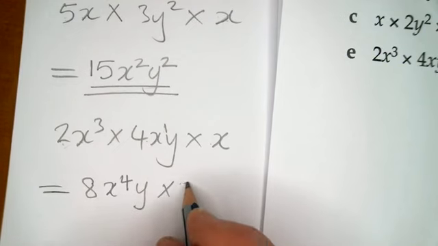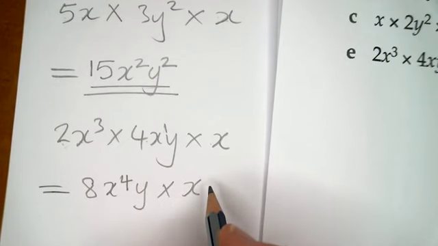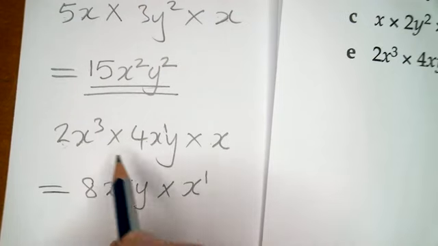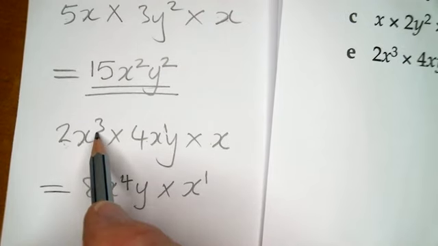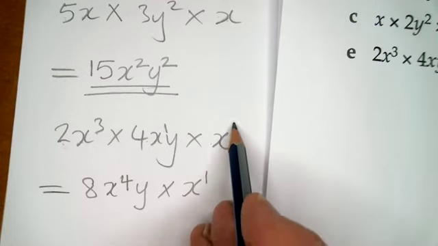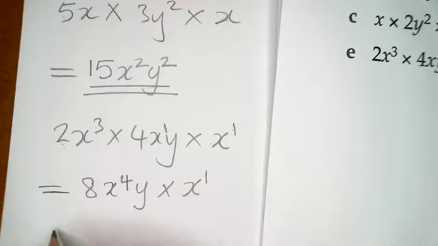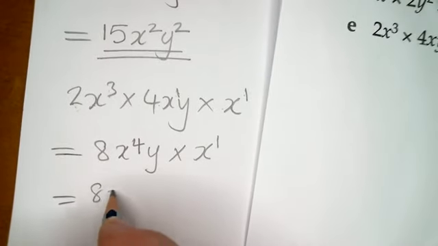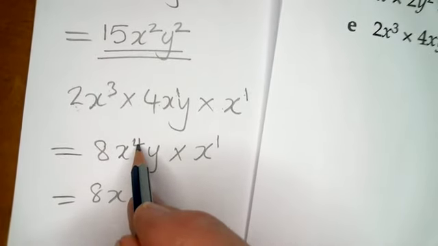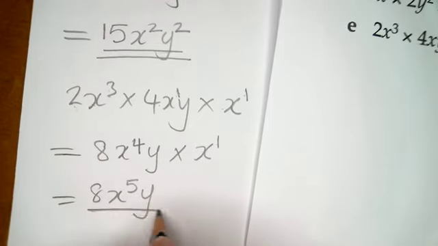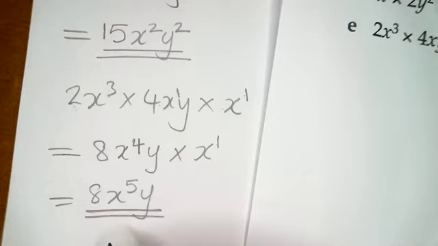But I've also got an x on the end, which I've forgotten about. And this is really an x to the 1. So really I could have gone x to the 3, x to the 1, x to the 1, and a 3 and a 1 and a 1 is 5. Well, I forgot to do that, so I'm going to go now. 8x to the 4 plus 1 is x to the 5y. And there is my solution.